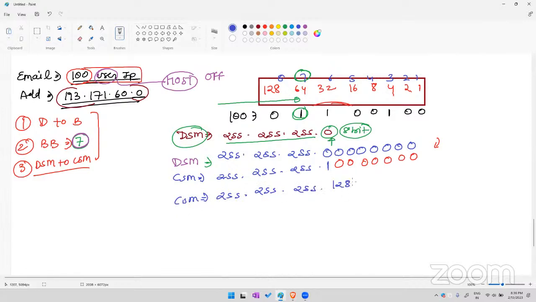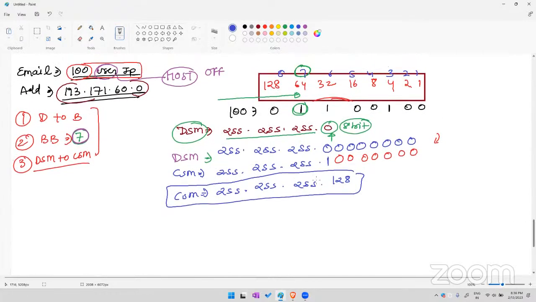255.255. How many? 128. And this one is my CSM. Now next task. After the third task, we need to follow the 4th number task. And the 4th number is always very simple: increment. Increment is simple: 256 minus your not fulfilled octet. So verify in your CSM which one is not fulfilled. Fourth number. So 128 must be subtracted.